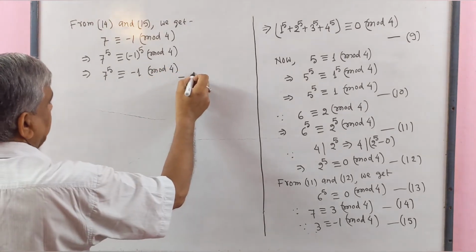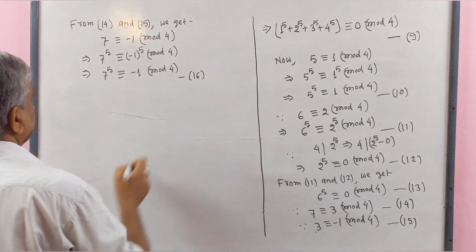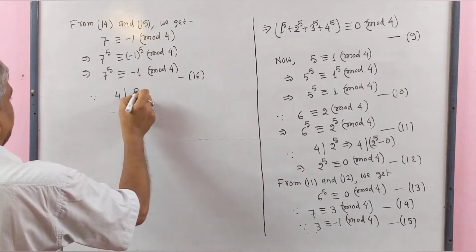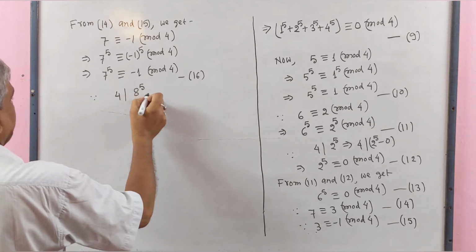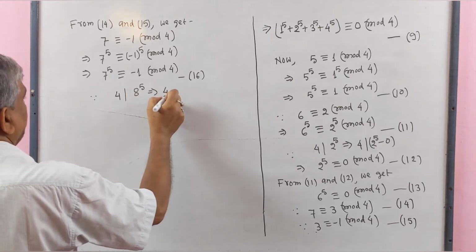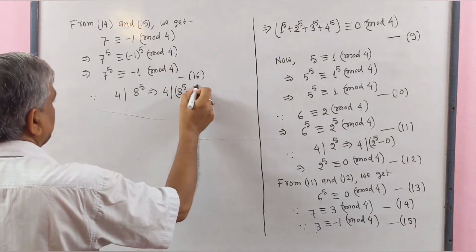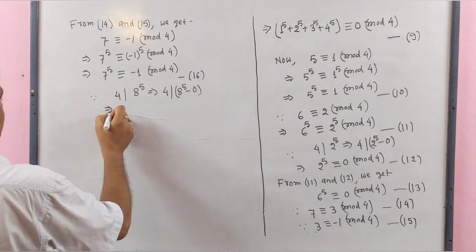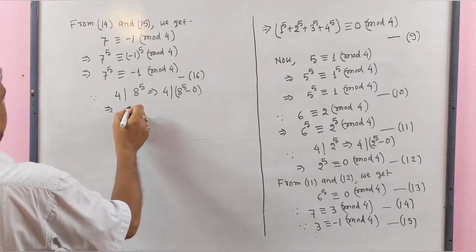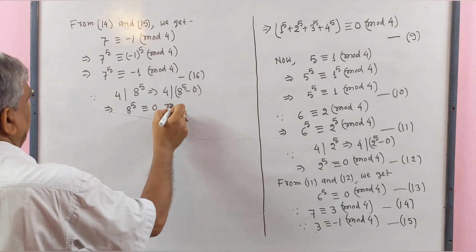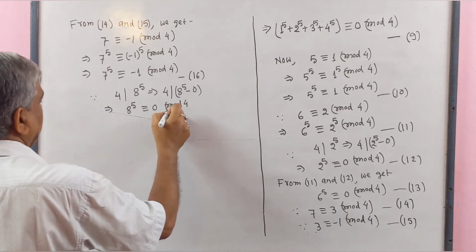This is number 16. Since 4 divides 8 to the power 5, implies that 4 divides 8 to the power 5 minus 0, implies that 8 to the power 5 is congruent to 0 modulo 4.